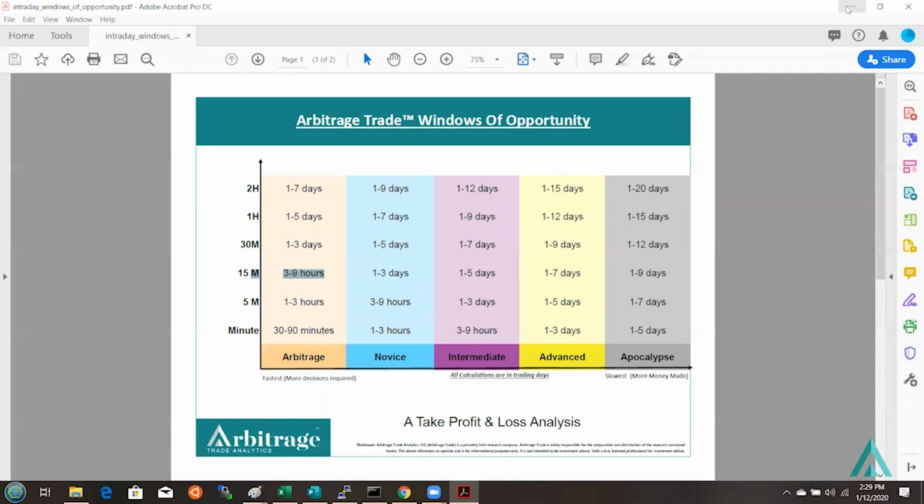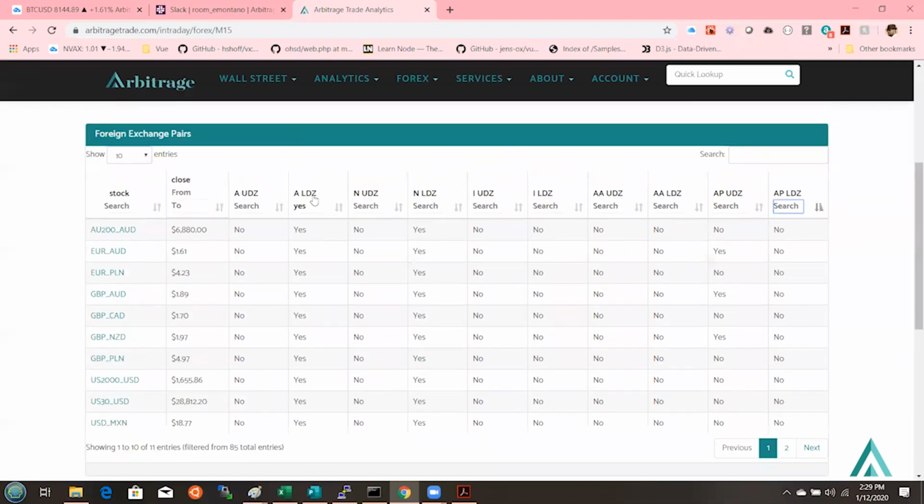How this works is, I'm using the arbitrage band on the 15-minute chart. I typed in the word yes. It's saying that there are 11 foreign exchange pairs that are almost ready to buy. So let's go look at them.